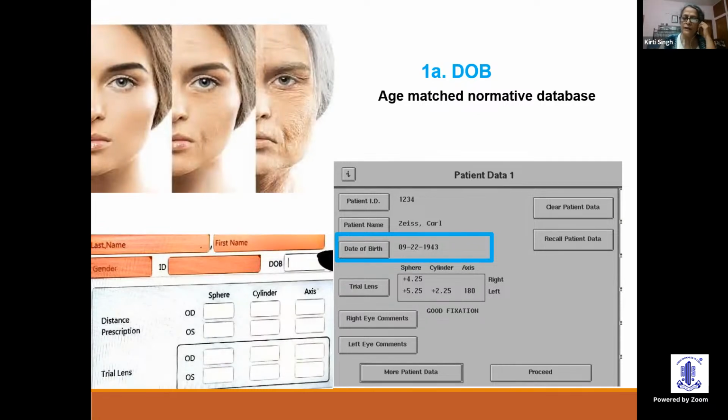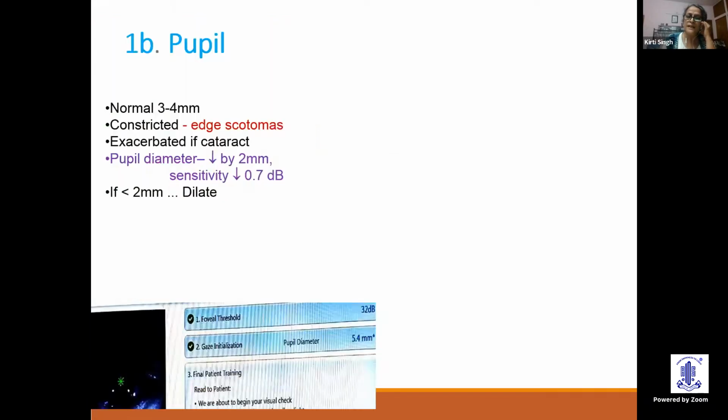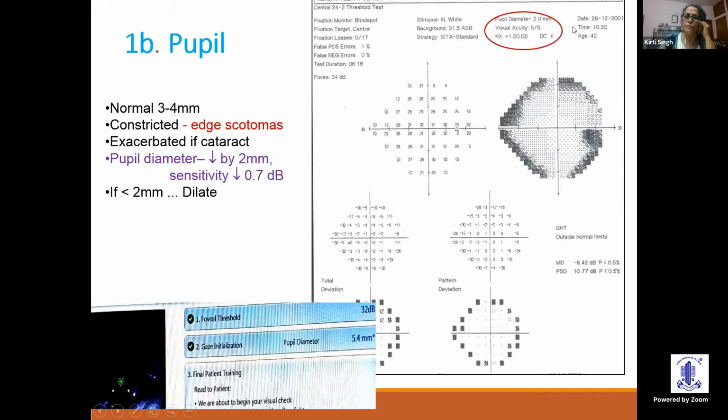If you fill this up wrongly, then the machine has an age matched normative database and it will read wrongly and give a false interpretation. So visual field you should be dependent on the actual age of the patient. Second is the pupil. If the pupil diameter is less, there'll be edge scotomas. Now this is a 24-2 field which seems to have a constriction, seems to have a biarcuate defect. But if you look at the pupil, this is just 2 millimeters. Normal pupil should be 3 to 4.